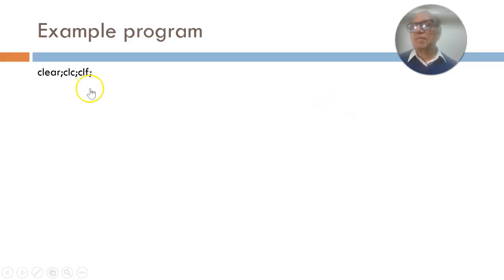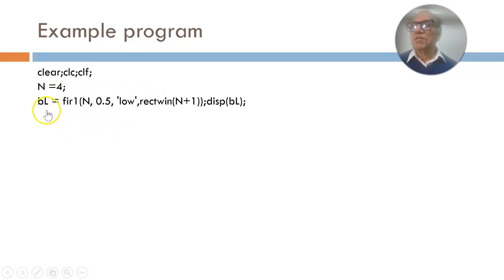So example program, this is our first statement as usual. N equal to 4, this is the order of the filter. Remember, the number of coefficients is order plus 1 as defined in MATLAB. So N is equal to 4. So you find the low pass filter coefficients, which I have written as B with a suffix L to show that these are the filter coefficients of a low pass filter. So FIR1 N, that is 4, 0.5.